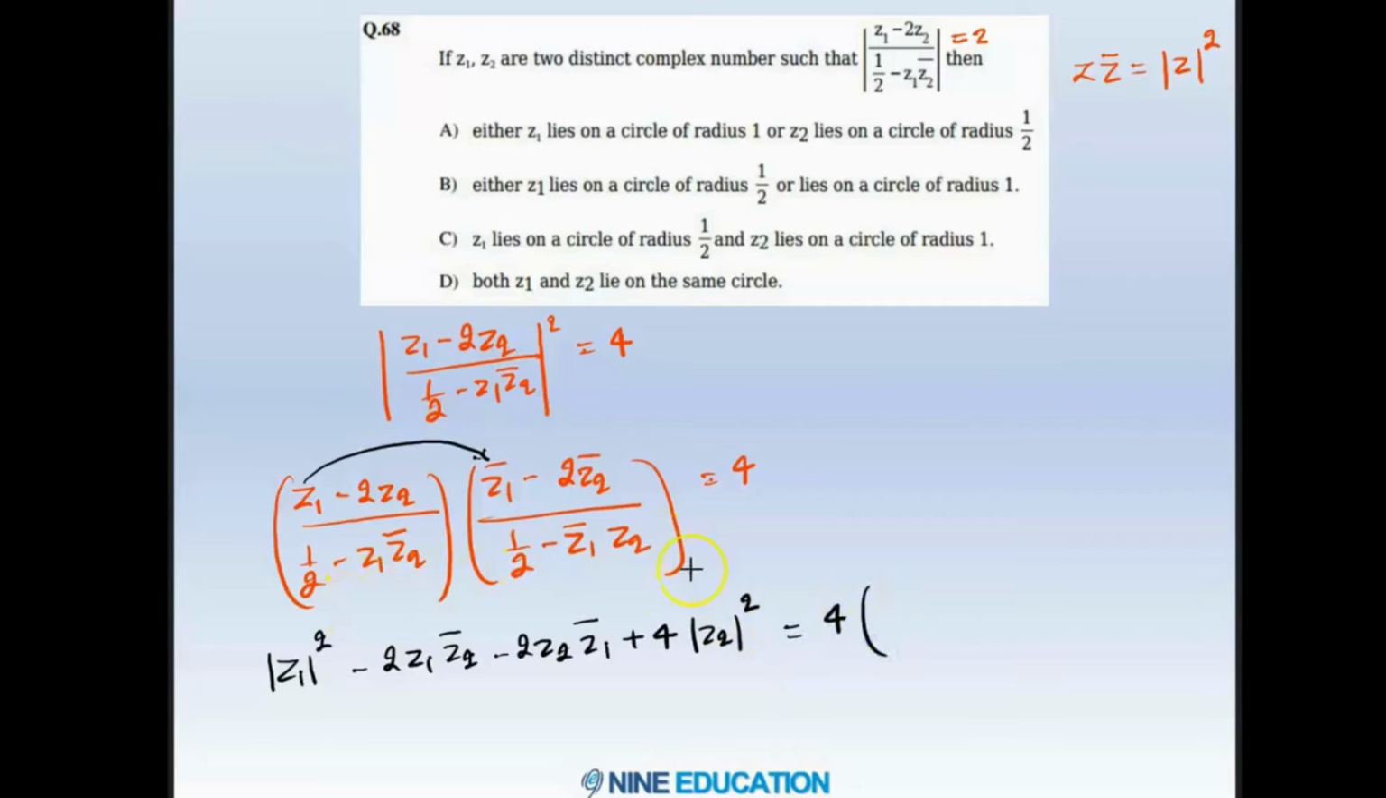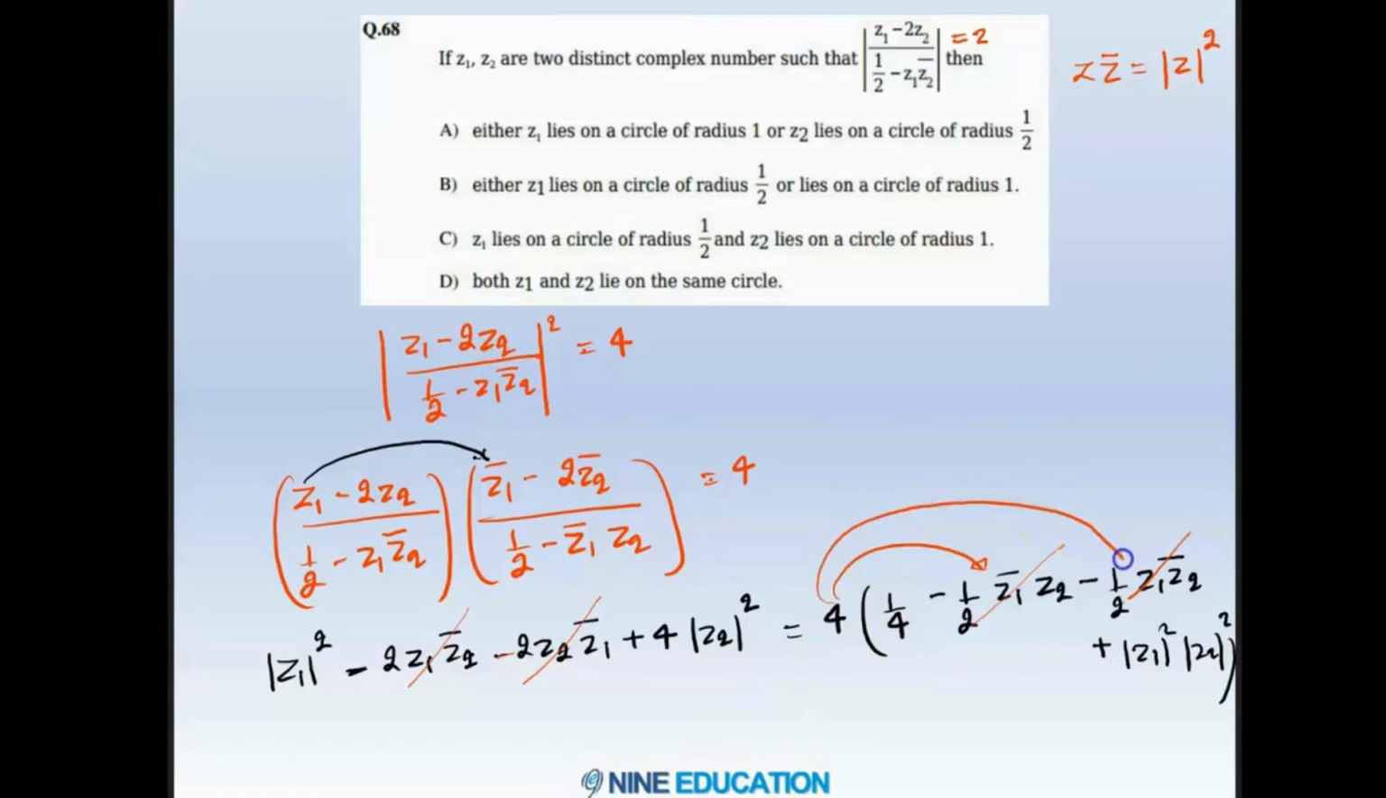Let us multiply this denominator and send it to the right side. So 1/2 into 1/2 is 1/4, then we have −1/2 z1 bar z2, then −1/2 z1 z2 bar, and then minus minus plus z1 z1 bar z2 z2 bar, which is overall |z1|²|z2|². All right, if you observe, many things will get cancelled now. This 4 will multiply inside and it will become −2 z1 bar z2, so this term will cancel this one. Then −2 z2 into z1 bar will get cancelled by the next term.